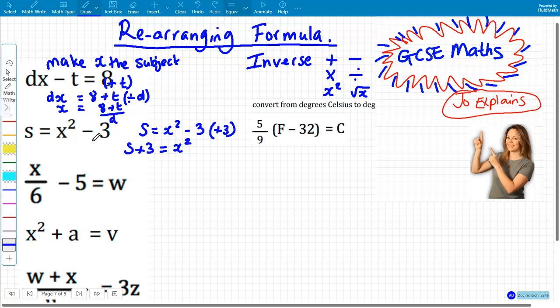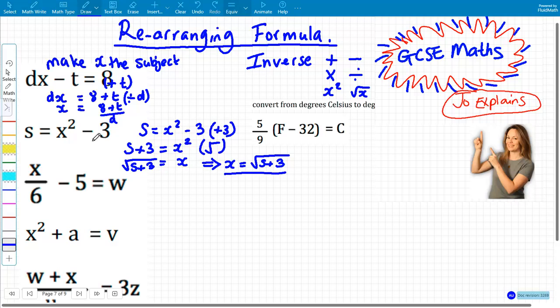And now we've got x squared on this side, so we're going to get rid of that square. Remember, we do the opposite. So we're going to square root both sides. If we square root the x squared, we just get x, which is what we wanted. But we've got to square root everything on this side, which is s plus 3. So that's our final answer. You can write it like that and leave it like that, or you could flip it the other way round. It doesn't matter. It's still good. Lots of people prefer the subject on the left, so that's fine too.